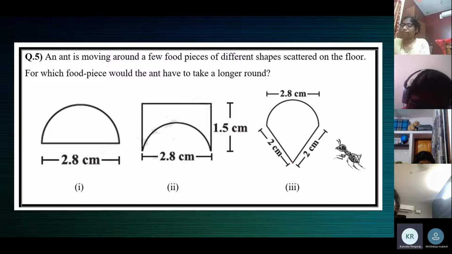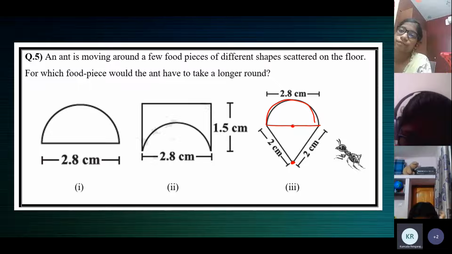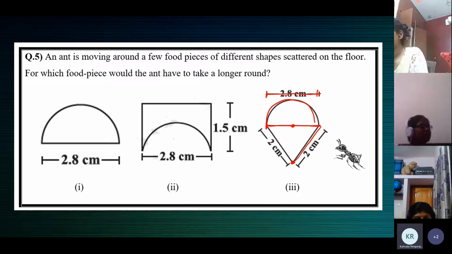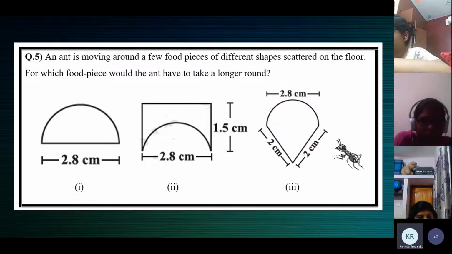So this cannot be the center of this semicircle. This is the diameter. The center will lie on the diameter. So this is not the radius for the semicircle. You can see here, it's marked 2.8 from this end to this end. That's what is marked there.